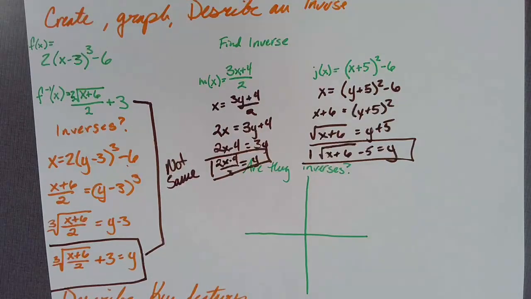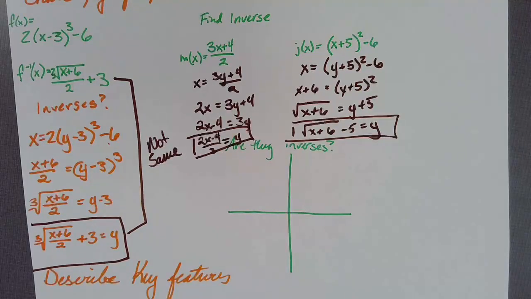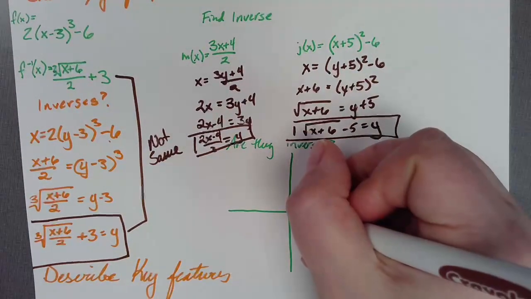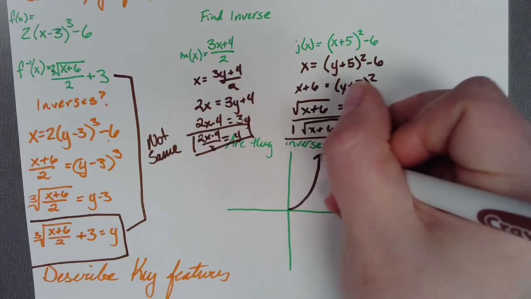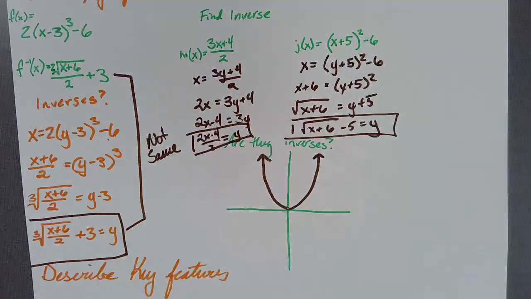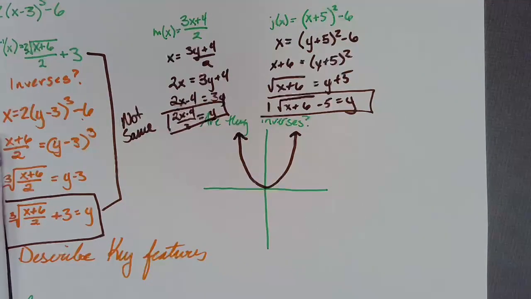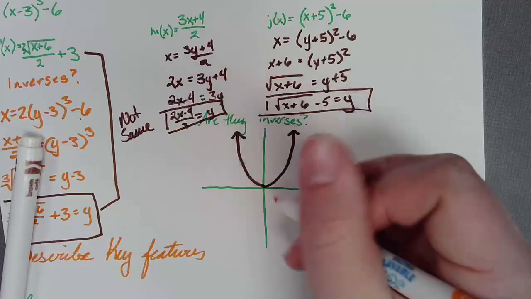The last way that I might test you on inverses is I might give you a table or a graph and ask you, are those two equations inverses of each other? So let's say, for example, I gave you a graph that looked like this. And then I gave you an inverse graph.